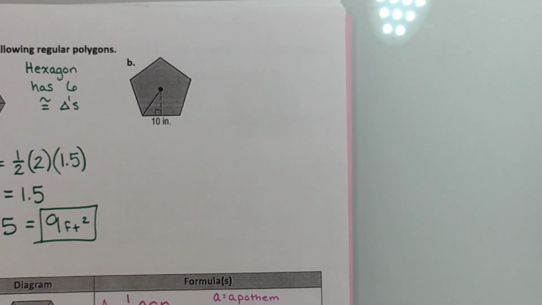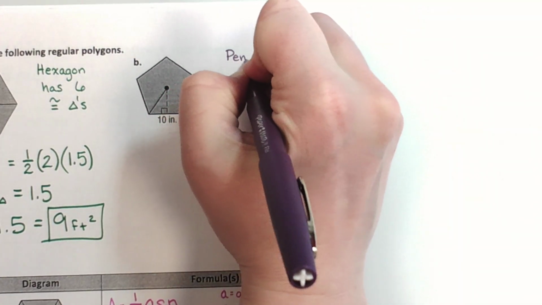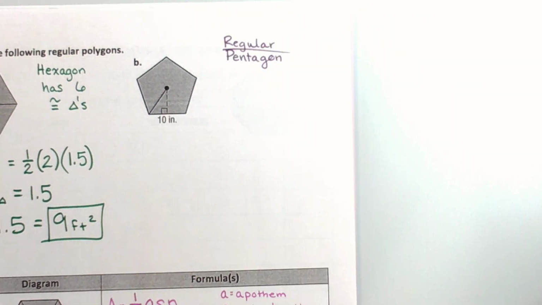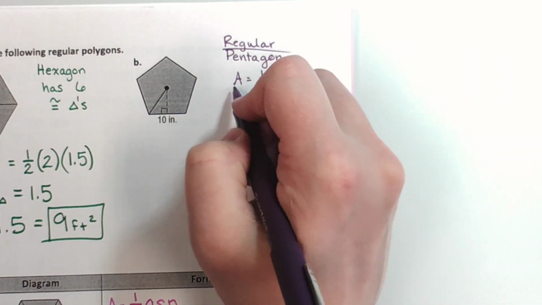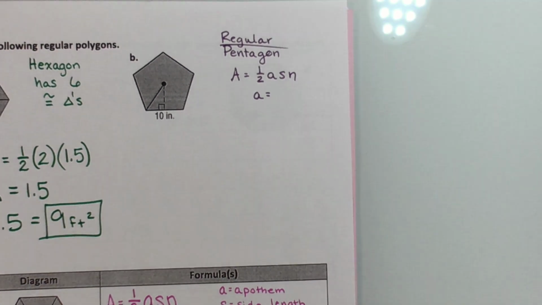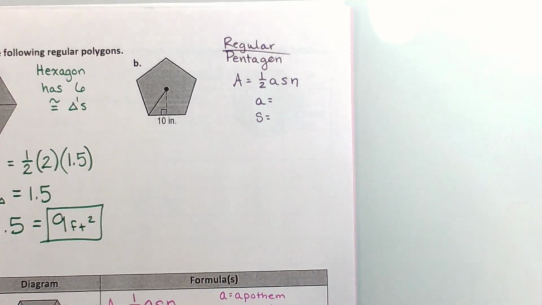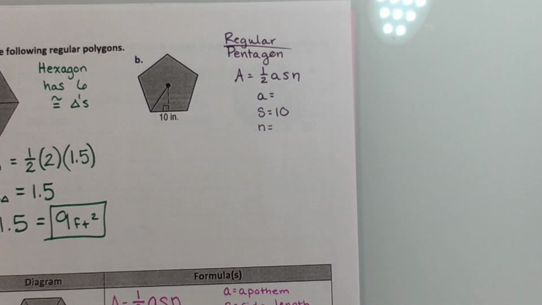Okay, so 1/2 ASN is the formula we have. We got this pentagon here, specifically a regular pentagon. That's the key thing. So area equals 1/2 ASN. Do I know the length of the apothem? Which one's the apothem? It's the dotted line, center to edge. Do I know it? No. We're going to come back to that one. Do I know the side length? Yes, it's 10. Do I know the number of sides? Yes, 5. It's a pentagon.